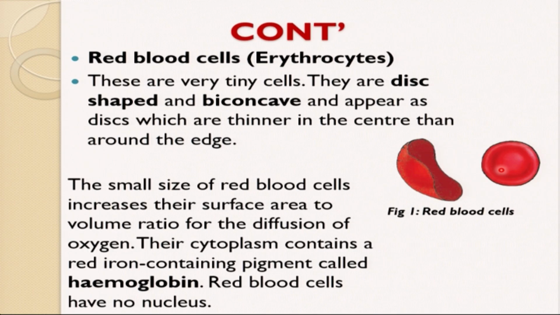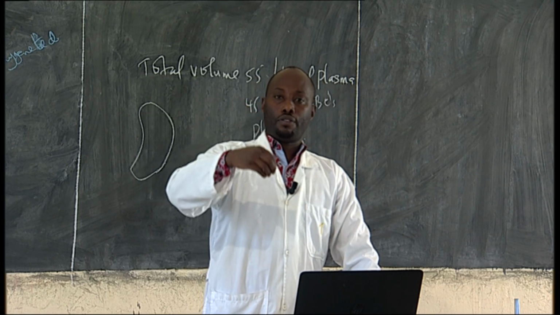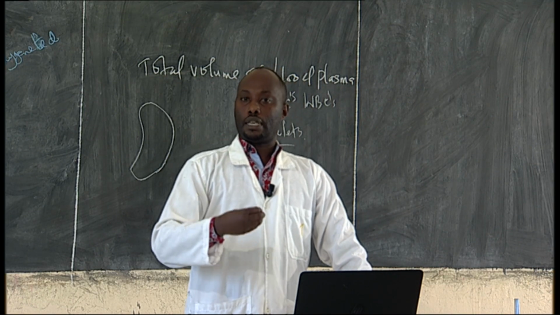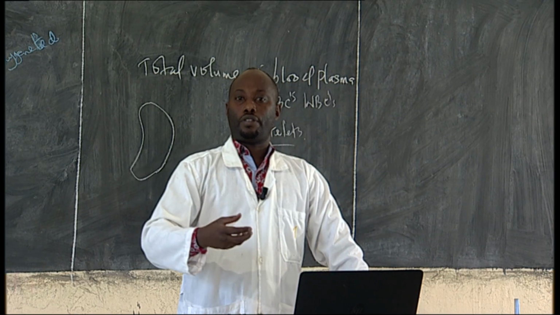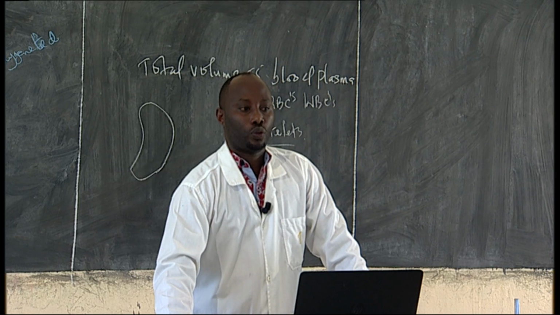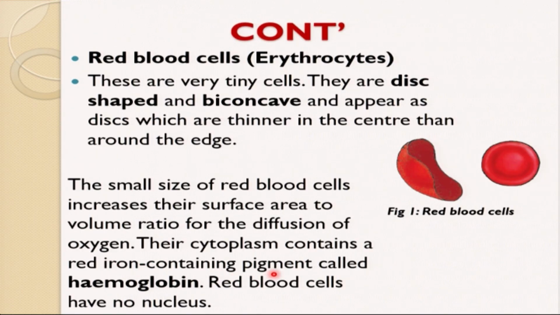And actually, the red blood cells are small in size. Why do they have to be small? They are small in size purposely to increase the surface area to volume ratio. As the volume is small, the surface area to volume ratio is very high, and the rate of diffusion increases. We've been discussing some of the factors that facilitate diffusion. So the cytoplasm contains a red, iron-containing pigment called hemoglobin.